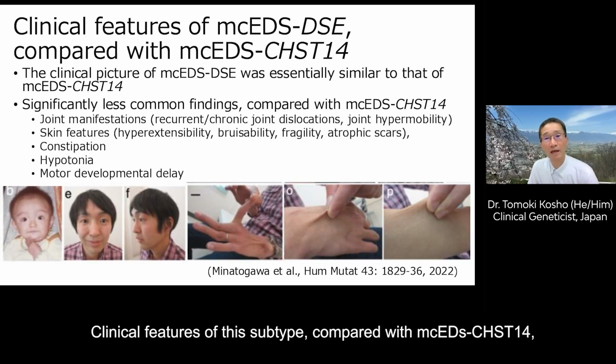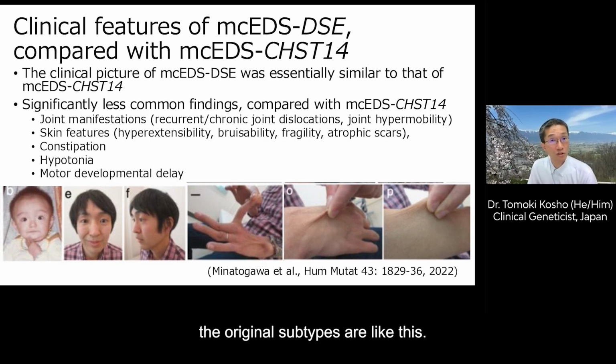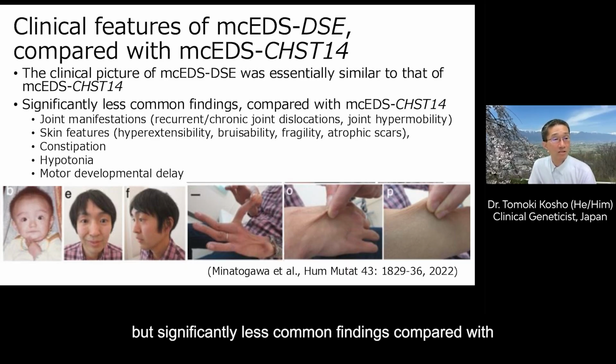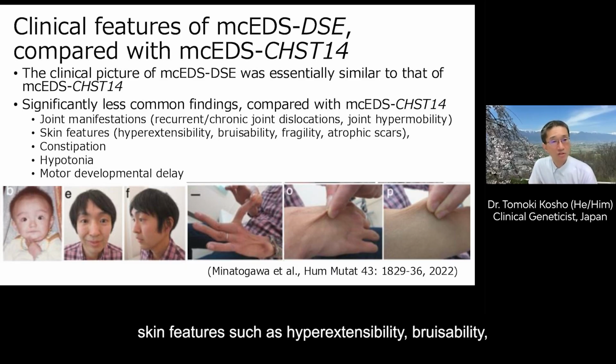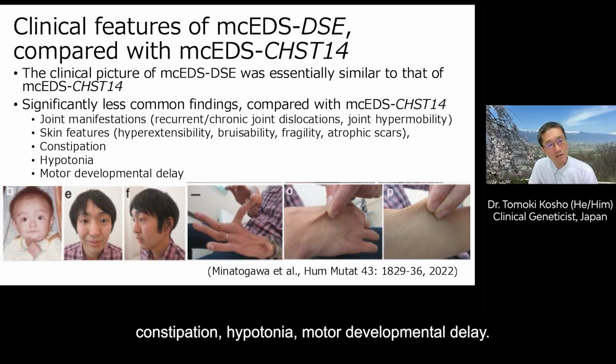Clinical features of this subtype compared with mcEDS CHSD14, the original subtype, are like this. The clinical picture of mcEDS-DSE was essentially similar to that of mcEDS CHSD14, but significantly less common findings compared with mcEDS CHSD are joint manifestations, recurrent chronic joint dislocations, joint hypermobility, skin features such as hyperextensibility, bruisability, fragility, atrophic scars, constipation, hypotonia, motor developmental delay.